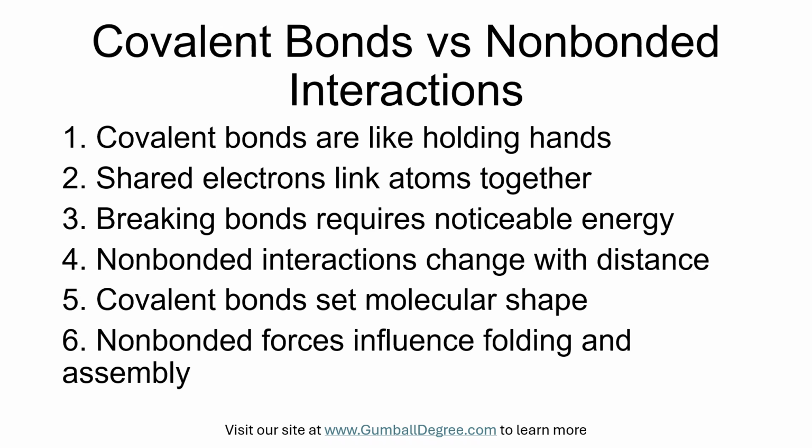When chemists draw a molecule with lines between atoms, those lines represent covalent bonds, not the weaker non-bonded contacts that still influence how molecules fold, assemble, or react.